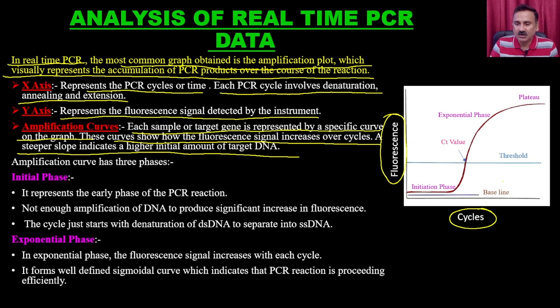So, this pattern of the slope is also going to give you an idea of the amount of DNA present, right? Because if it is slowly moving, then you actually have a very low concentration of the target DNA. If it is moving very fast or steep, then basically your amount of DNA is very high.